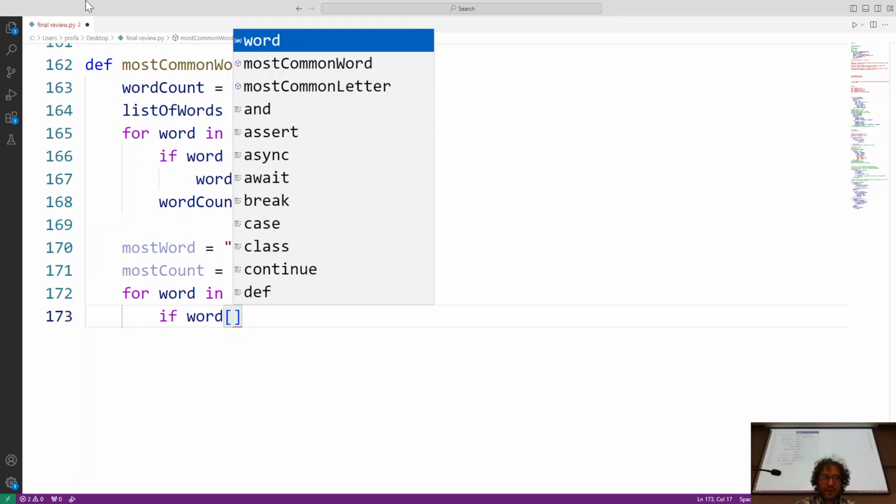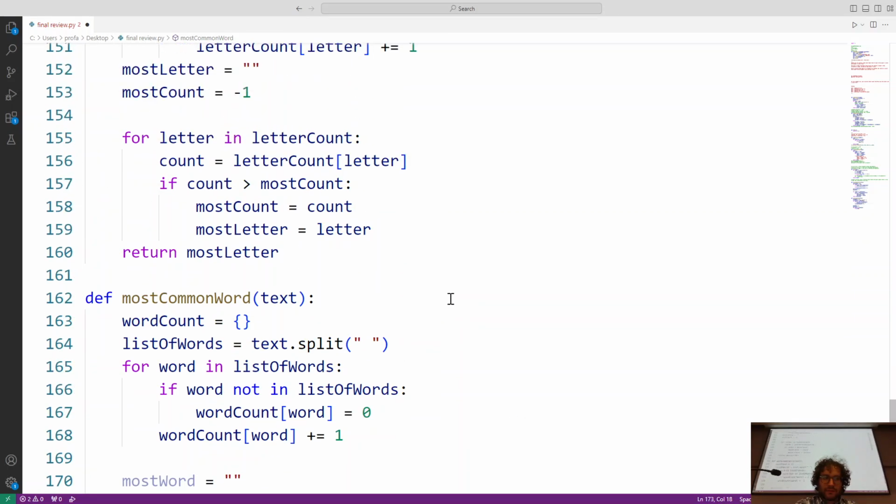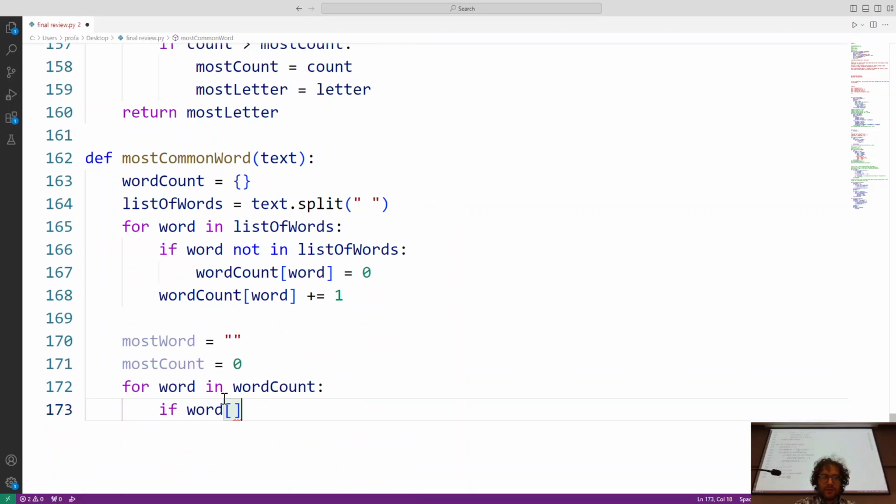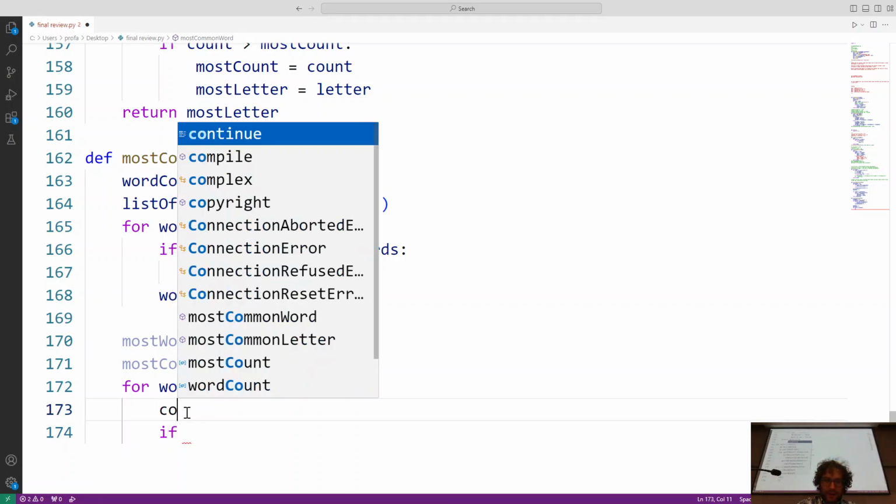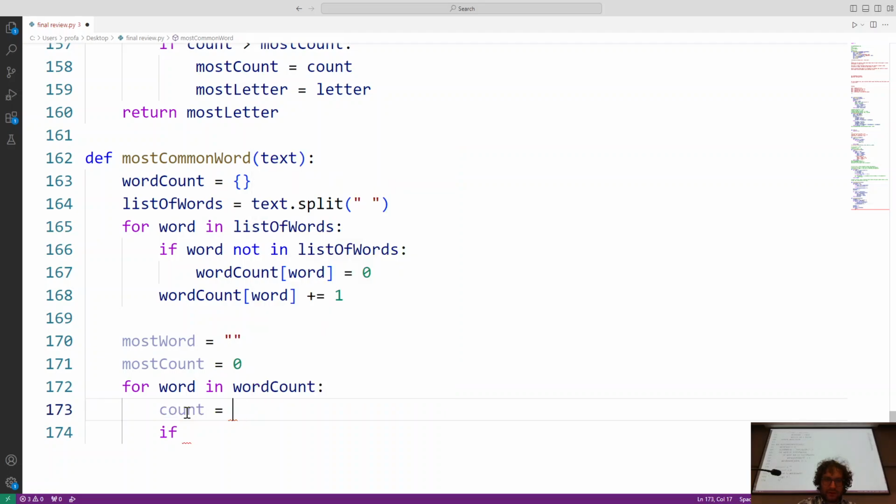Let's see, did I do that right over there? Yeah. Okay, yeah, I just simply did that as an if statement, outside of an if statement. If count is equal to, count is equal to word count of that word.